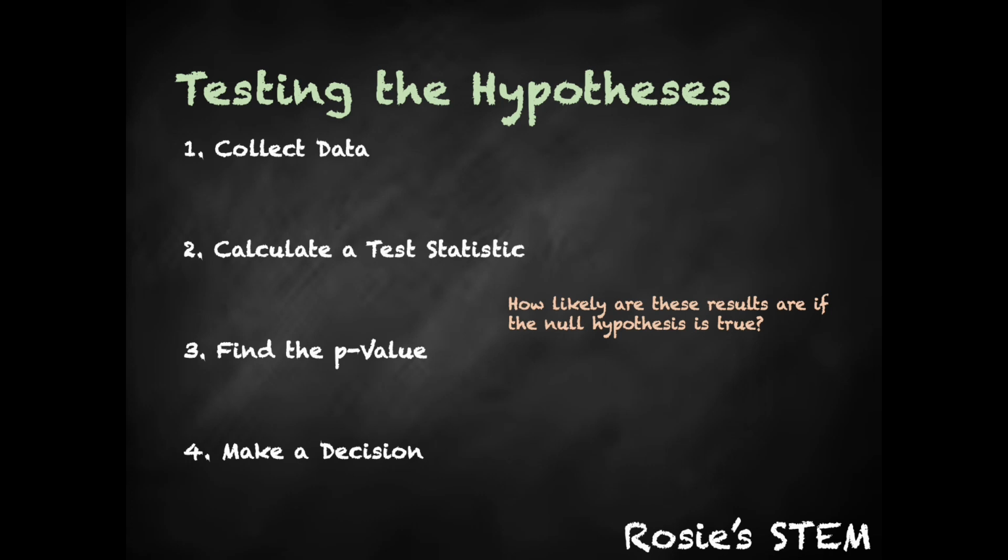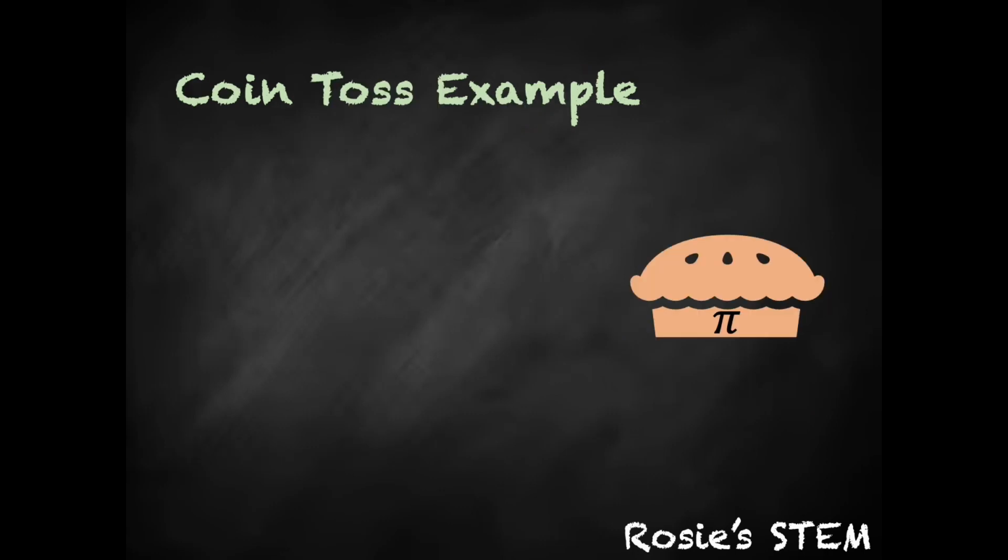So let's make this crystal clear with an everyday example. Imagine we're doing a coin toss to decide who gets the bigger slice of pie.